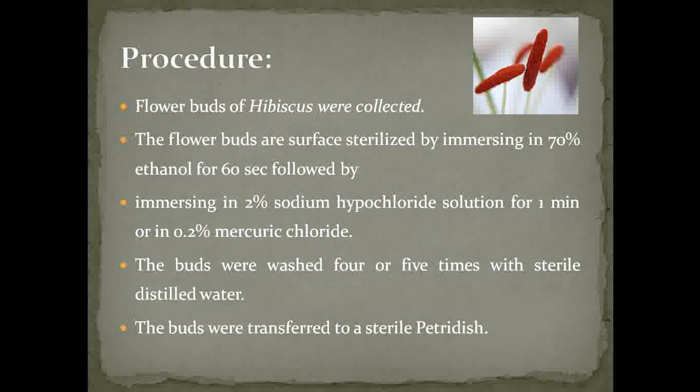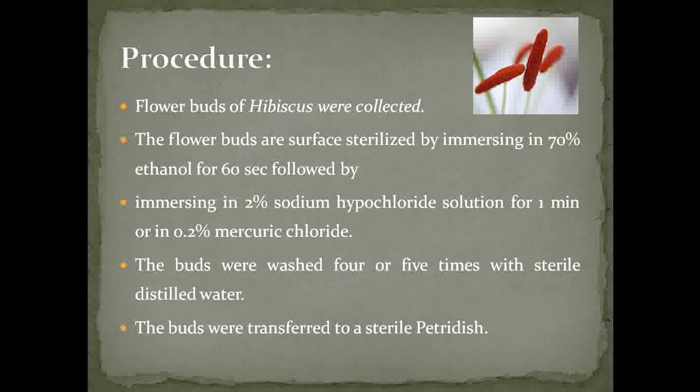After that, the next step is you have to remove the flowering buds from the 70% ethanol and dip them into the 2% sodium chloride solution just for 1 minute. Okay. If you increase the time, then it will damage the anthers. That's why the time is very important. You have to keep the flowering buds only for 1 minute.